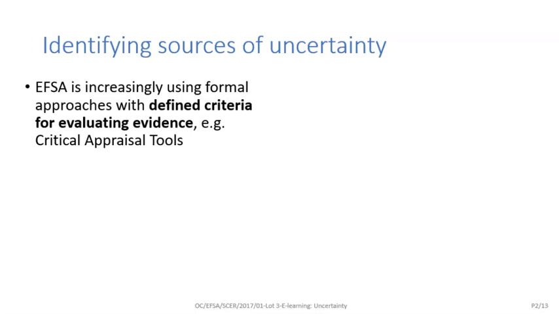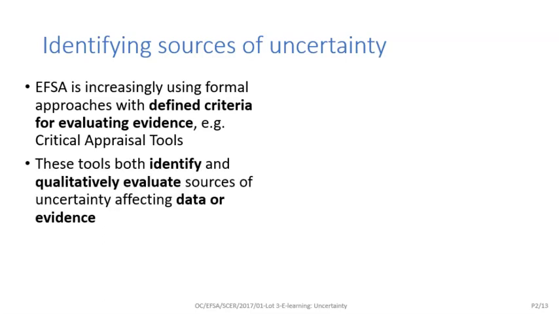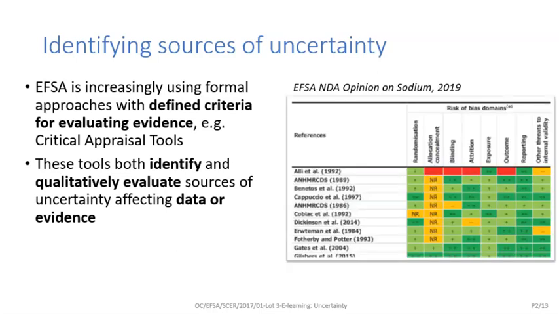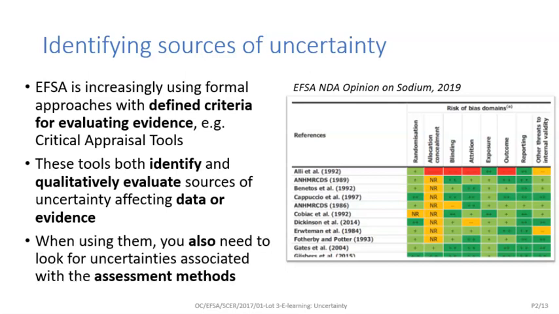EFSA is increasingly using formal approaches with defined criteria for evaluating evidence, e.g. critical appraisal tools. These tools both identify and qualitatively evaluate sources of uncertainty affecting data or evidence. Here's an example from EFSA's 2019 opinion on setting dietary reference values for sodium, where they used colour coding to show the rating of the criteria for different studies. When using these tools, you also need to look for additional uncertainties they don't cover, including uncertainties associated with these assessment methods.